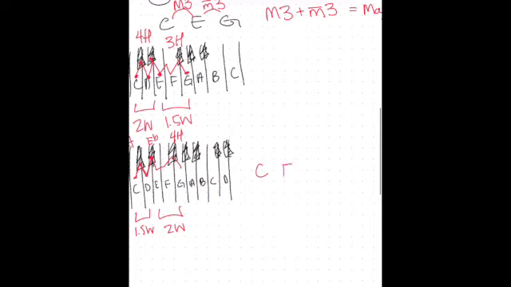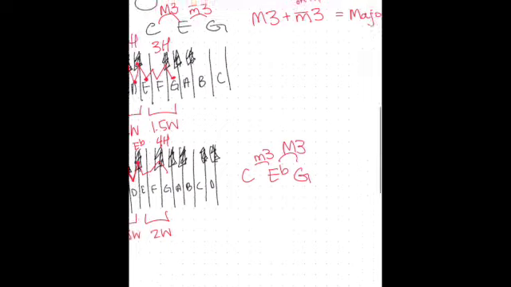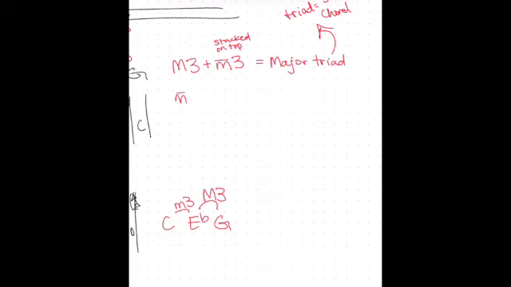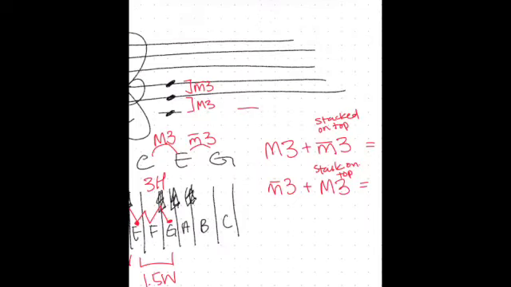You can now see that C to E flat is a minor third and E flat to G is a major third. How does this make things different? The sonority, as you can hear, is a little bit different. With a minor third stacked on top of a major third, you get a minor triad.